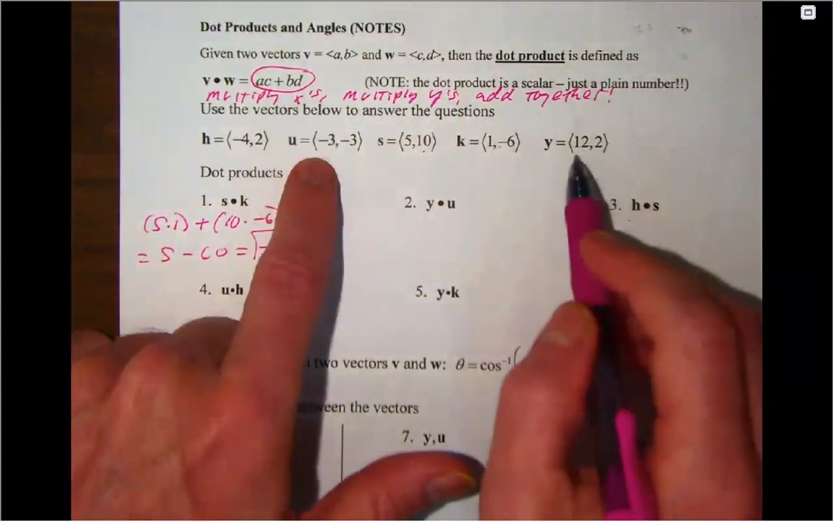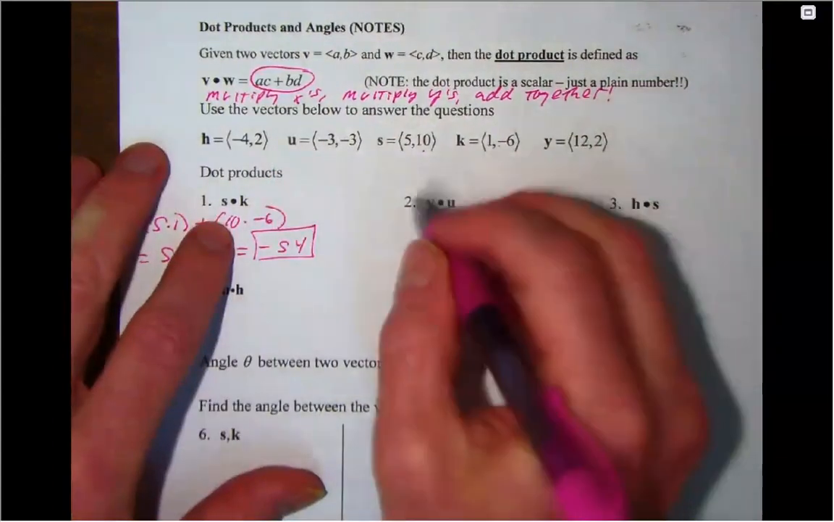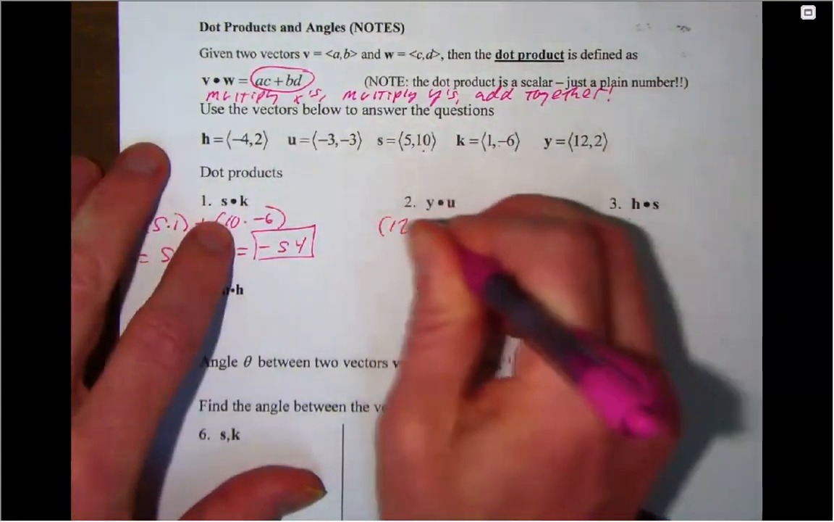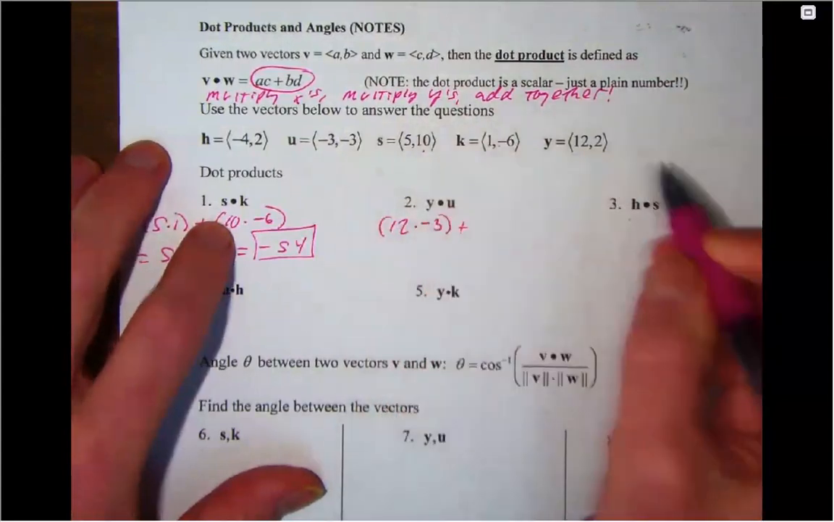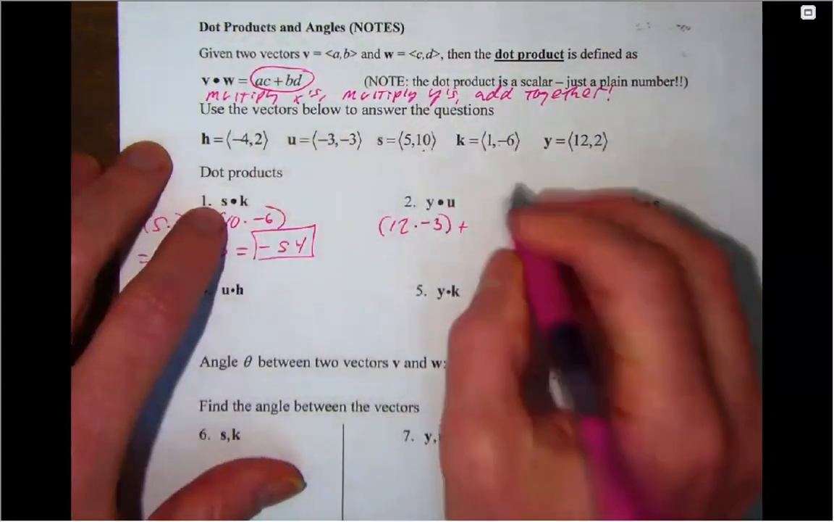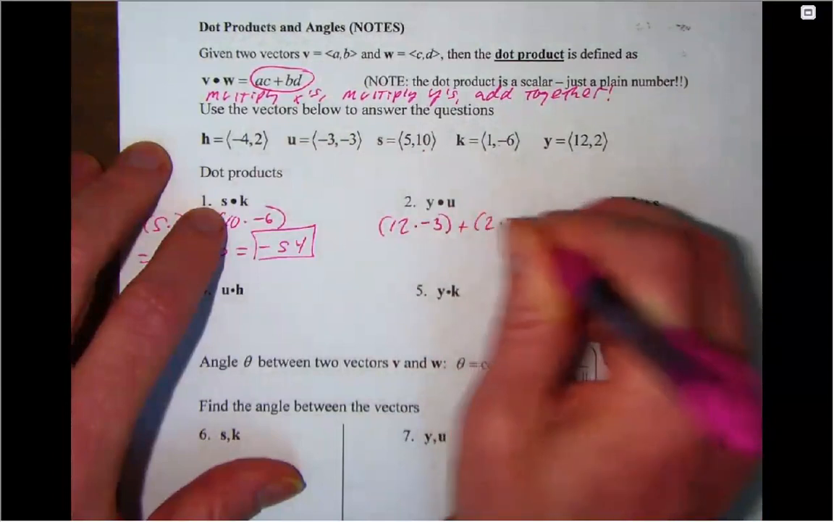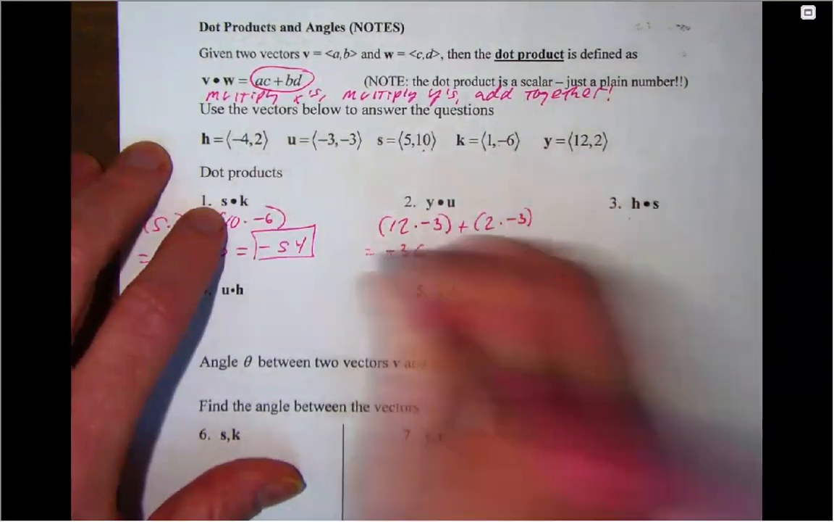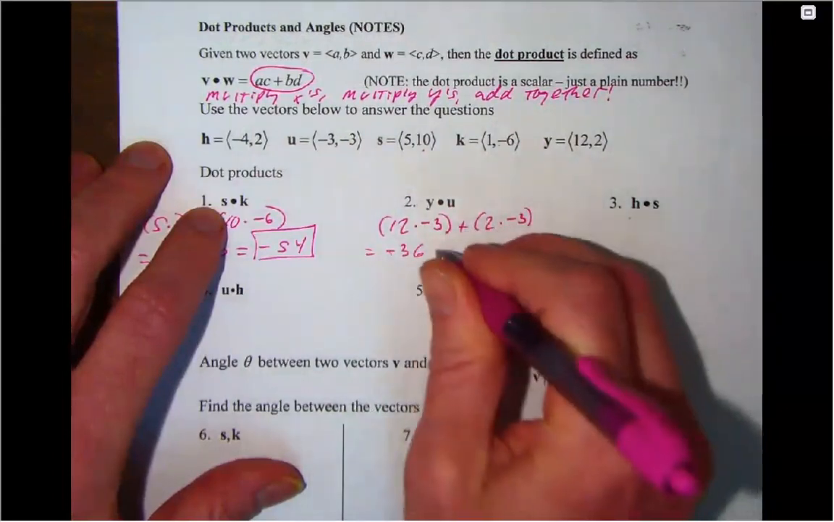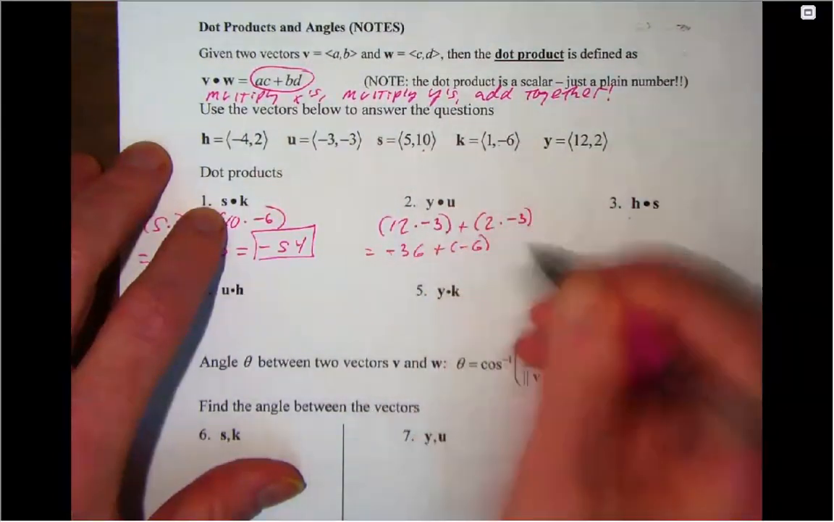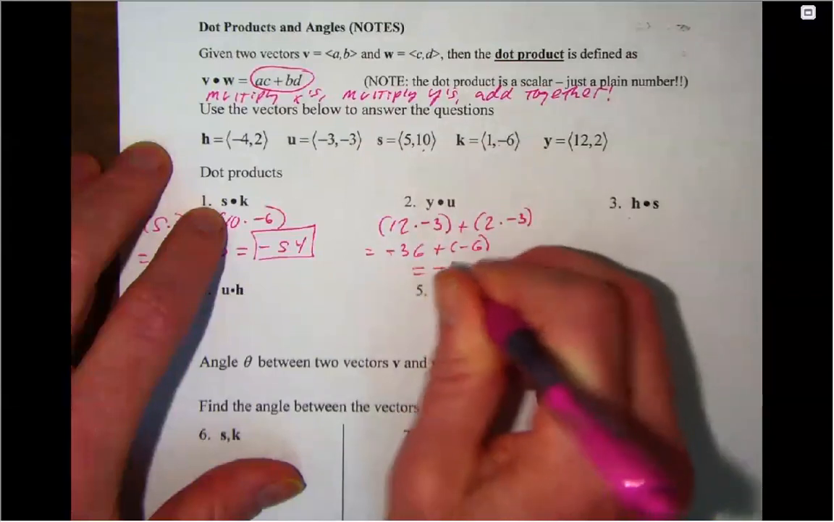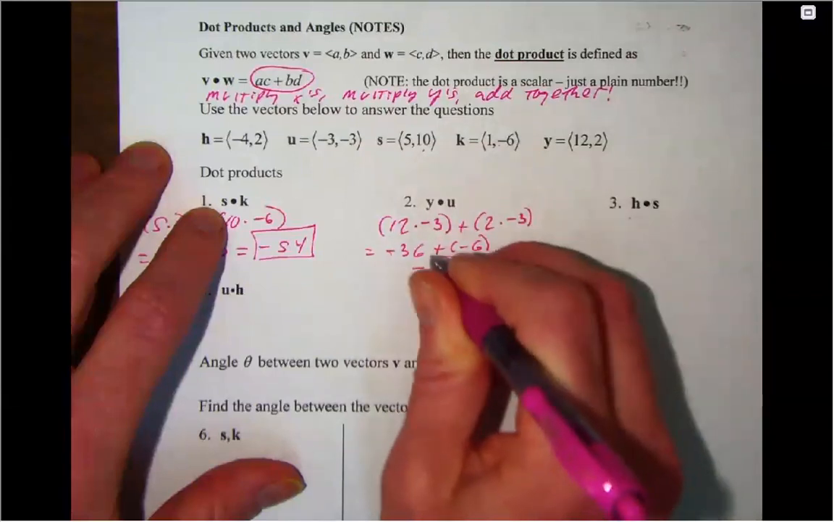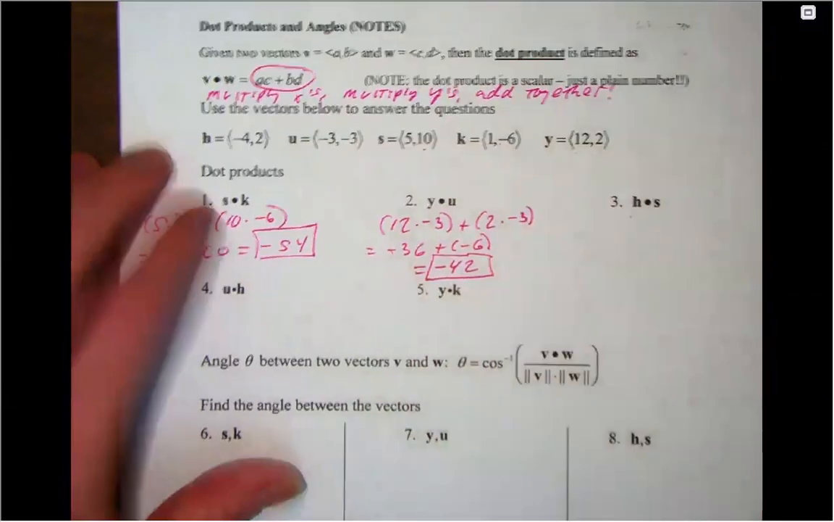So again, multiply the x's, 12 times negative 3. And then multiply the y's, 2 times negative 3. So that's negative 36 minus 6, or plus negative 6. I already want to write that. But it comes out to be negative 42. And that is your dot product.